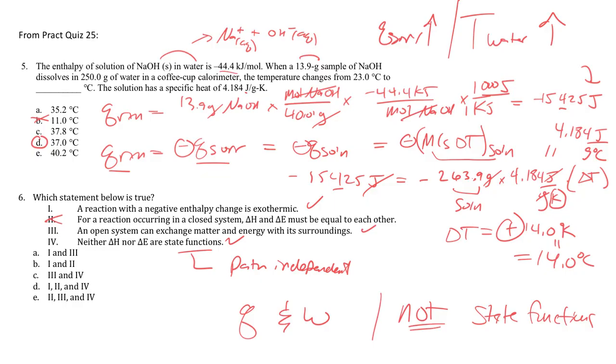The sum of the two goes to delta E, and that's a path-independent function. Delta E and delta H are path-independent, which means you can flip them, you flip the sign, or double them, you double the magnitude. With Q and W, you need to know way more information to know how changing a process would change Q and W. Okay, so we have 1, 3, and 4.